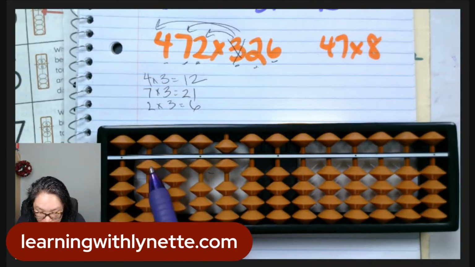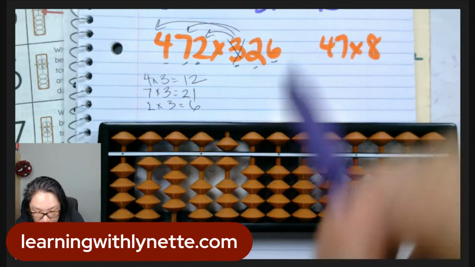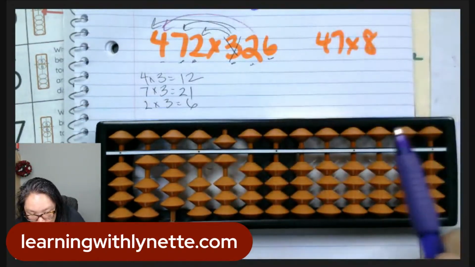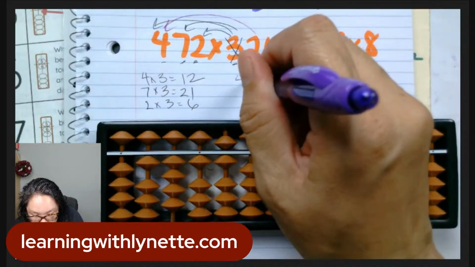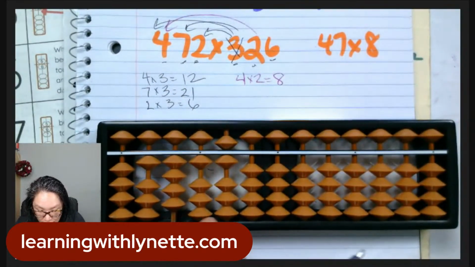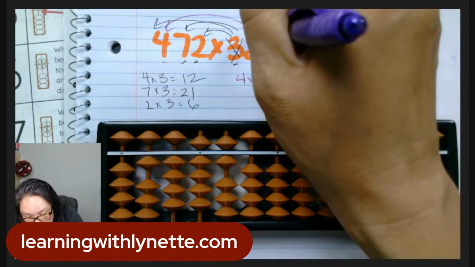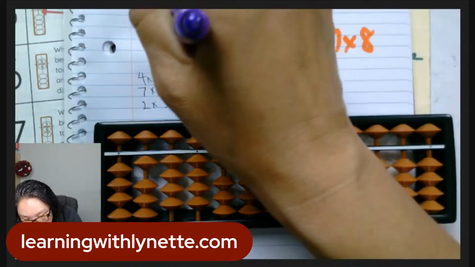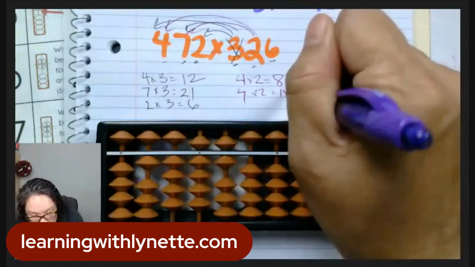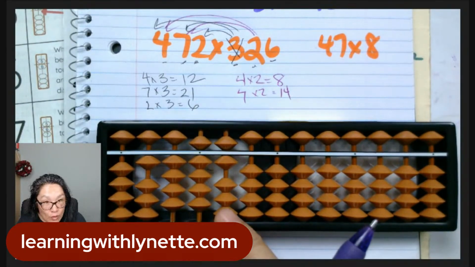So we started at 6, now we go to 5. 1, 2, 3, 4, 5. We're over here. Right? 4 times 2 is equal to 8. 8 is a single digit. I go back one column, I add the 8. 7 times 2 is 14. I add 1, I add 4.